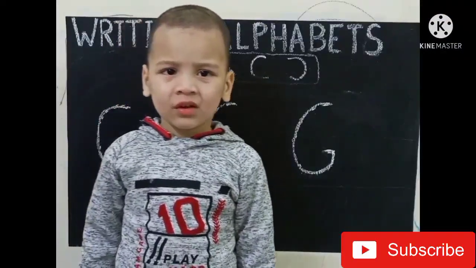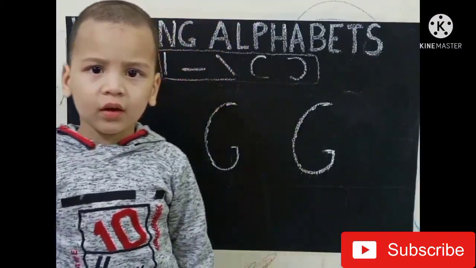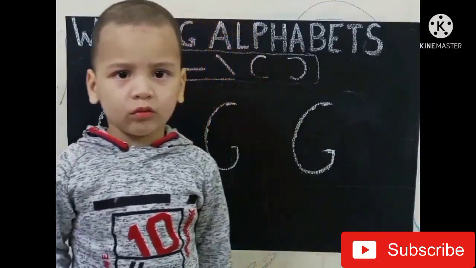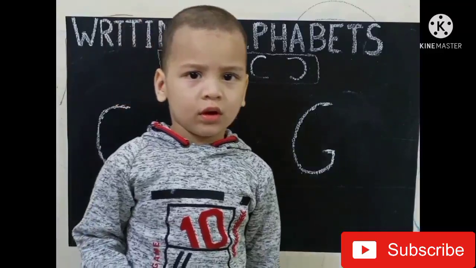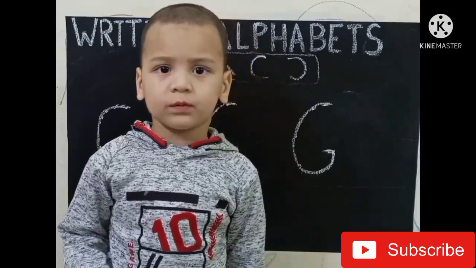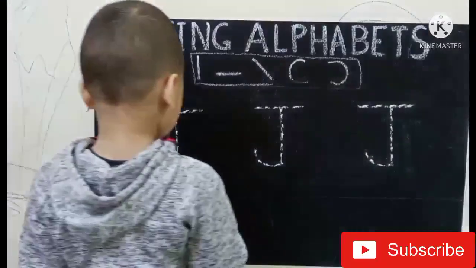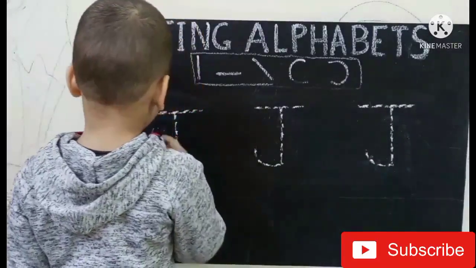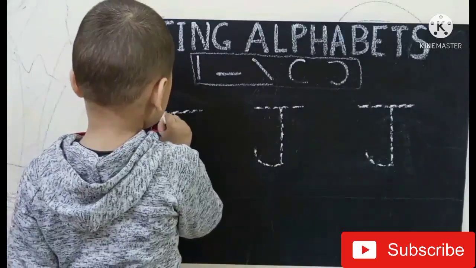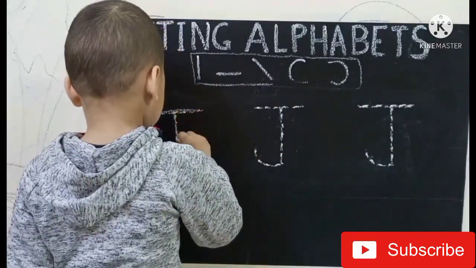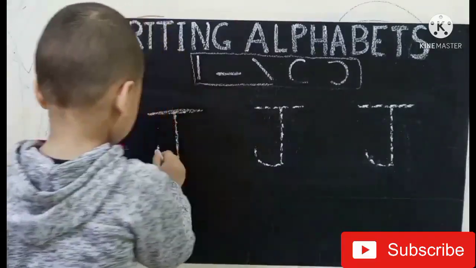Kiara, G is for Gorilla. Gun. Giraffe. Goggle. Very good. Next letter is J. To make J, first you have to draw sleeping line, standing line with a small curve.